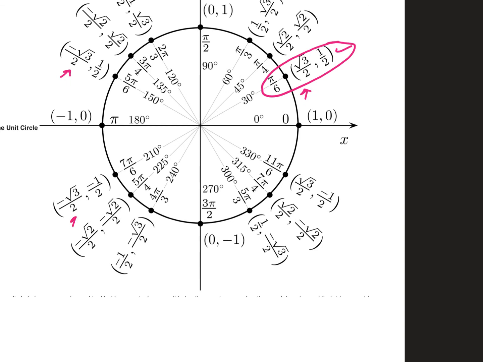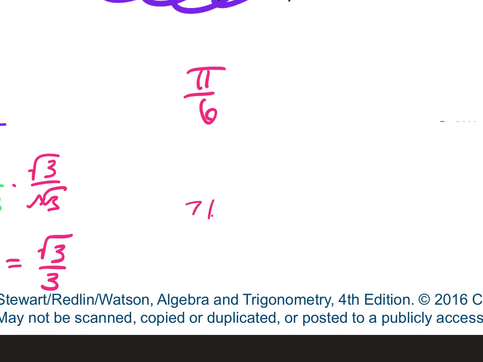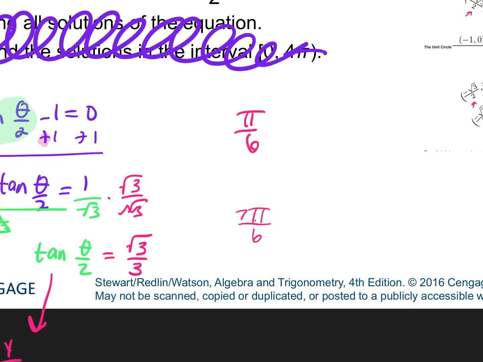So where else on the unit circle am I going to get a positive root 3 over 3 as my tangent? Out of those other 3 possibilities, which one's going to give me a positive? Why is it 7 pi over 6? Because they're both negative. Good. So 7 pi over 6. Now, if it said tangent equals, we would be good to go. But it doesn't say tangent equals. It doesn't say theta equals. What does it say? Theta over 2. So I have to say theta over 2 equals pi over 6 and theta over 2 equals 7 pi over 6.